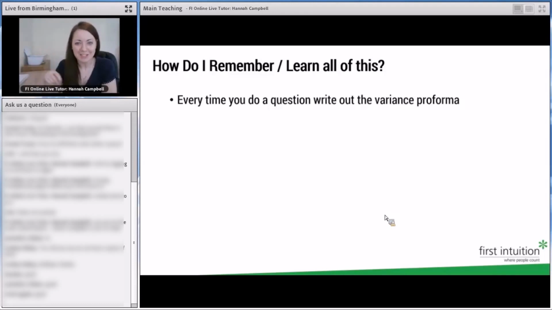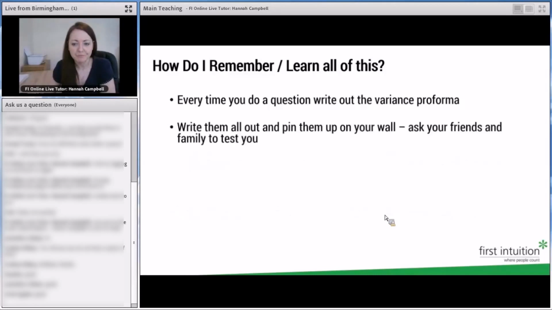writing it out lots and lots of times, similar to saying it lots and lots of times, is repetition, and it will help you to remember and learn those pro formas. Write them out. I've done that for you because I've got a nice handy sheet with all of the variances on there. Pin them up on your wall, put them on post-it notes.